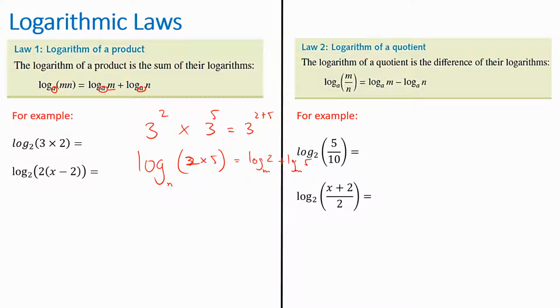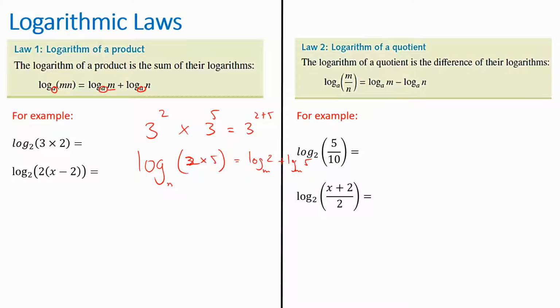You multiply, you add. If you divide, you subtract. And it's the same thing over here. So now they're saying logarithm of a quotient, which means division. Log of m divided by n is just the difference between log m and log n. That's why it's very similar to your exponential, because whatever you do for the exponential, you're going to do for your log. It's just the inverse. Yeah?